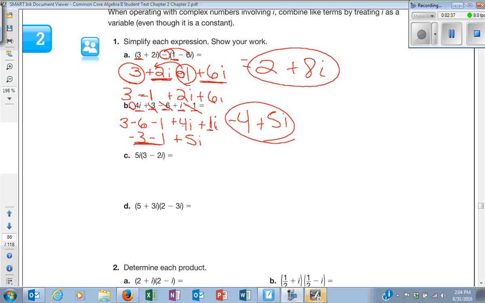And normally when we're writing this, we always want to put the real number first, and we put the imaginary number second, like we did in both these examples.